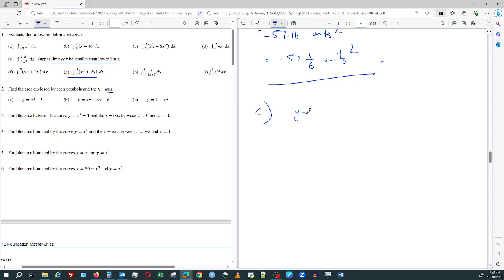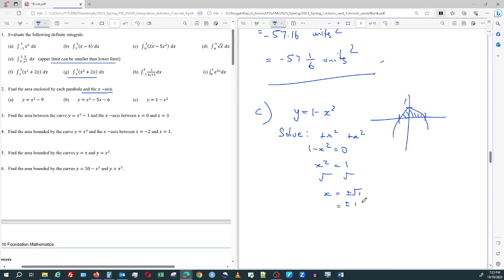And we've got y equals 1 minus x squared. So it's x squared shifted up to 1. So it's at 1 shifted x squared. And so we're going to be getting whatever that is. So we've got to solve 1 minus x squared is equal to 0. So we'll add x squared to both sides as undo. Take the square root of both sides. So we'll get x equals plus or minus the square root of 1, which is plus or minus 1. So we're going to be integrating between minus 1 and 1, 1 minus x squared dx.